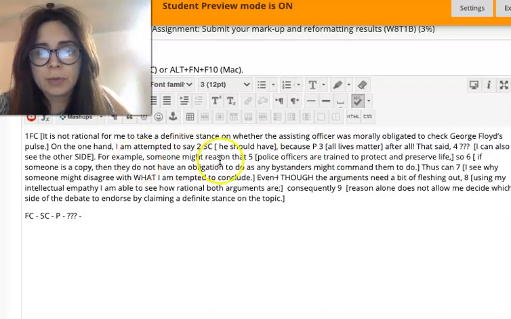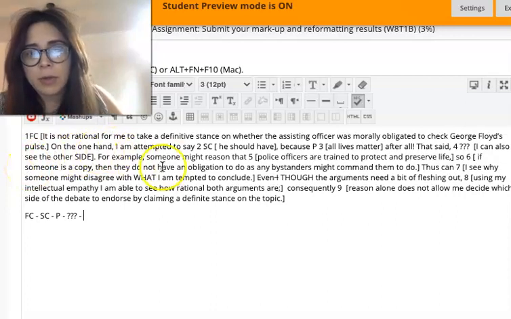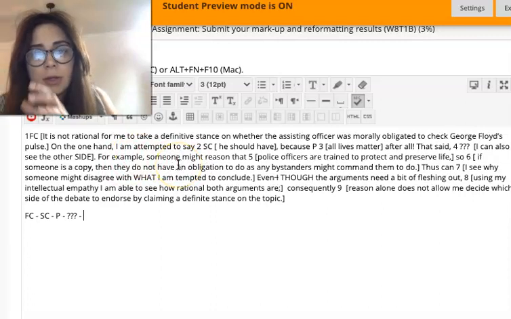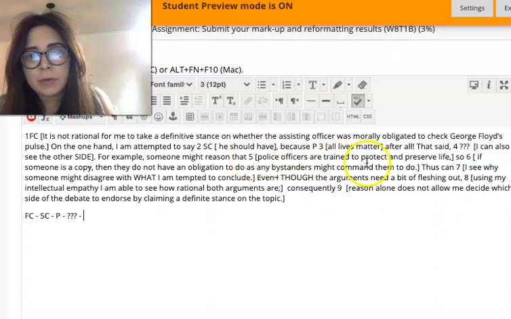For example, someone might reason that, so I'm saying the other side, how someone on the other side might reason, an opposing view, opposing argument, opposing logic. So I guess I'm giving it the argument for the other side. The reason that might be telling me that a premise is coming. Police officers are trained to protect and preserve life.